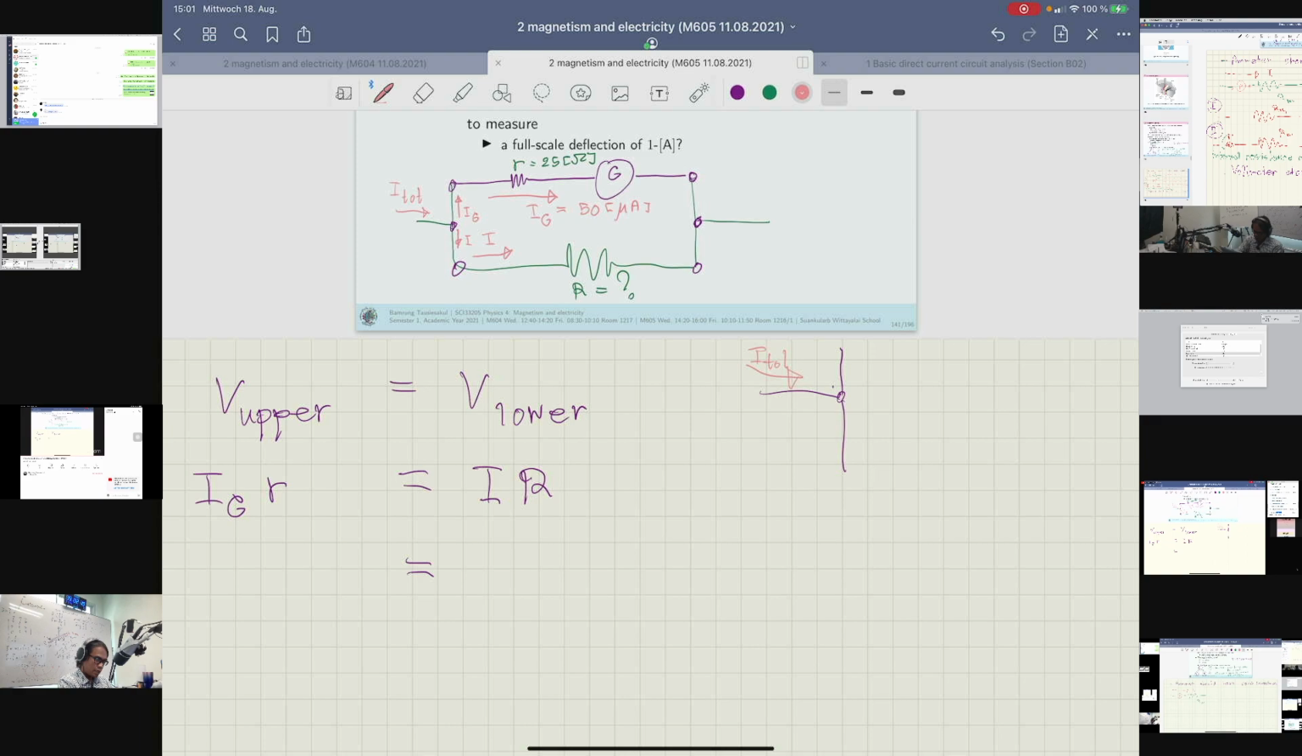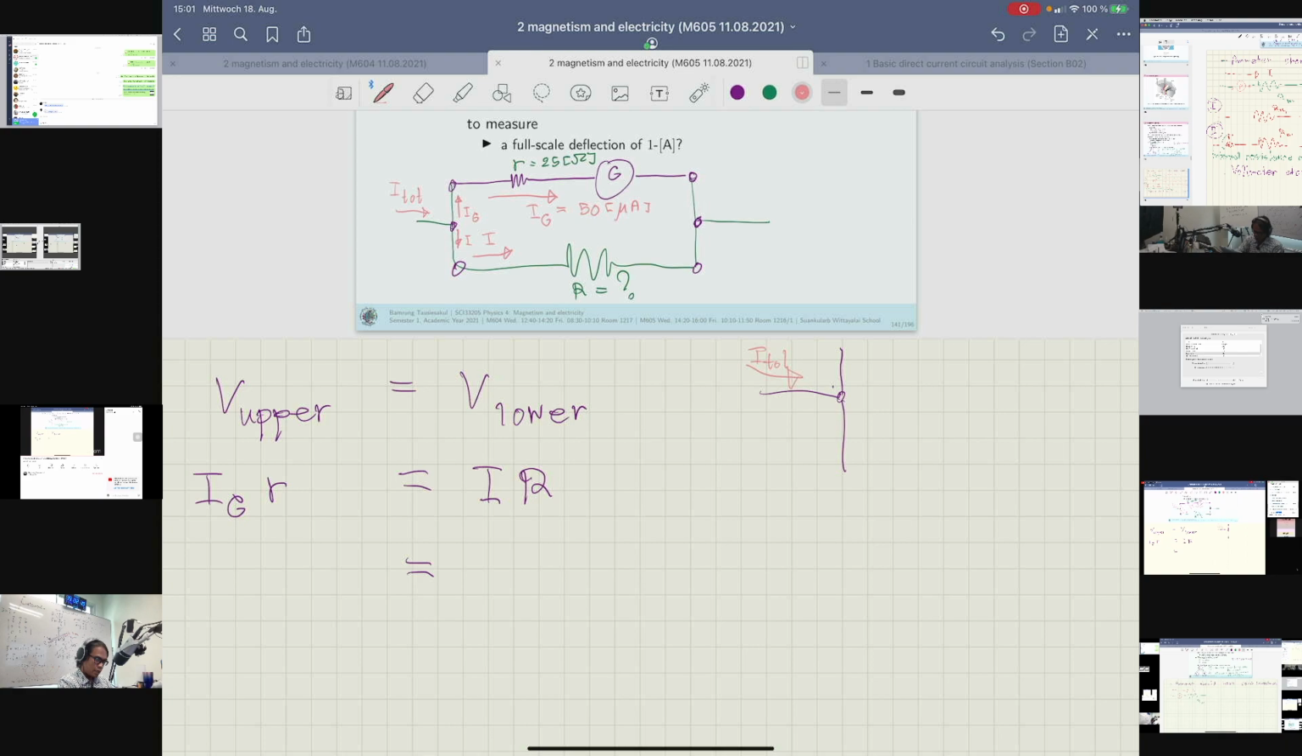We know the value for I total, which is 1 ampere. We know the current for the galvanometer, which is provided here, 50 microampere. So we could find I, which is the current flowing in the lower branch. Capital I is going to be I total minus IG. I total is 1, and IG is 50 microampere, so it's 50 times 10 raised to negative 6. And in this case, we would like to determine R.